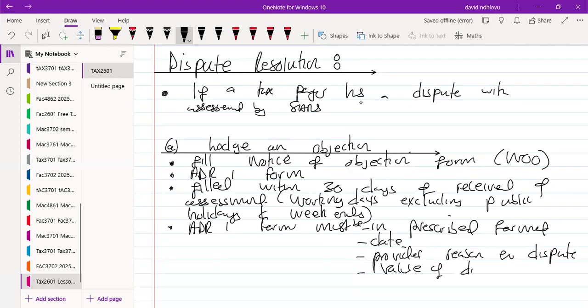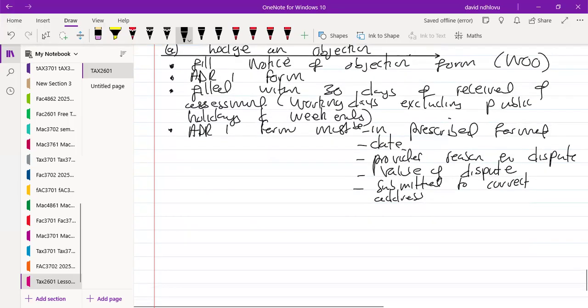If SARS is saying you owe them 1 million, maybe you agree with certain submissions by SARS and you are disputing only 300,000 Rand. You need to mention that amount as well. It must be submitted to the correct address, and it must be signed by the taxpayer.